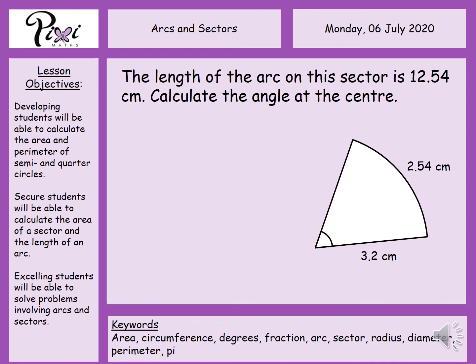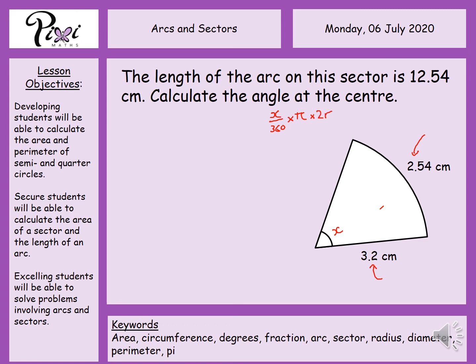Okay, so the second sort of questions that you'll quite commonly see with arc lengths and sector areas is working backwards from the answer to work out the angle. What we've got here is a sector, and we're given the arc length is 2.54, the radius is 3.2, but we're not told what this angle is. So we're going to have to work backwards. If we remember our formula for the arc length, we do x over 360 times pi times diameter, but I'm going to do times 2r.